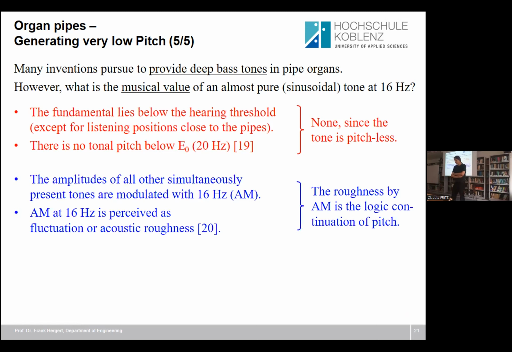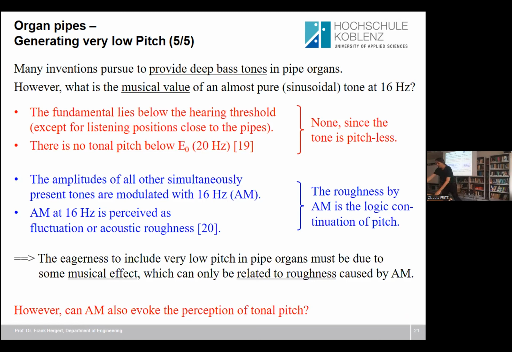On the other hand, we could say the amplitudes of the music in the room are modulated, because when I have a 16 hertz wave somewhere, everything else is modulated by 16 hertz. And this is audible. We call this amplitude modulation, and we know this will give roughness. We are in the range of acoustic roughness. So if we have no tonal pitch, then at least we generate some roughness.